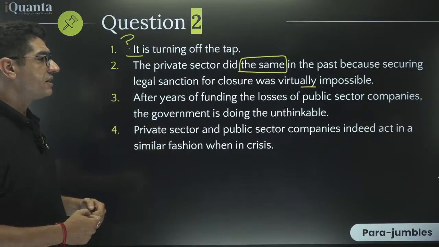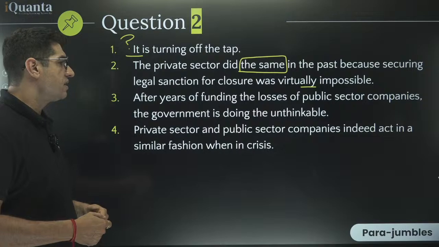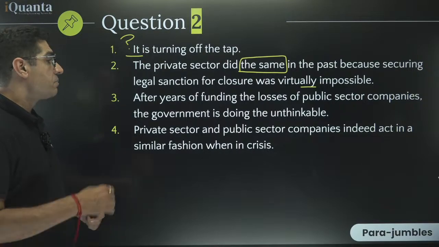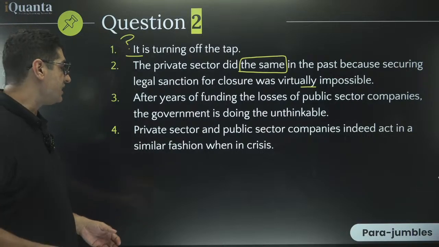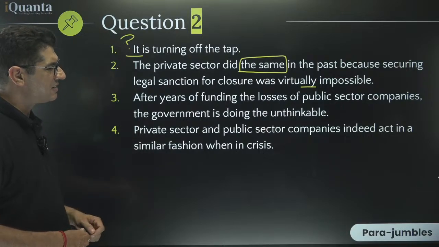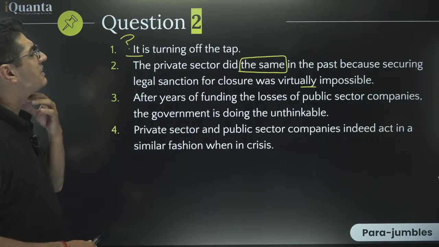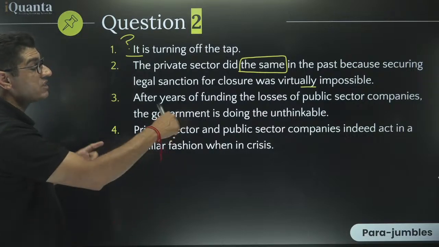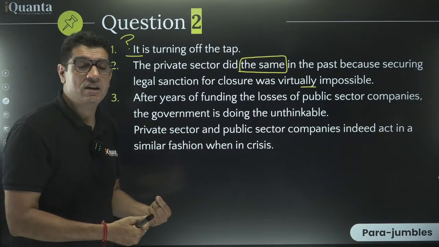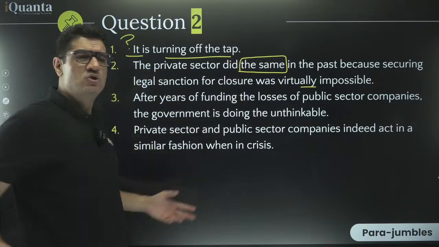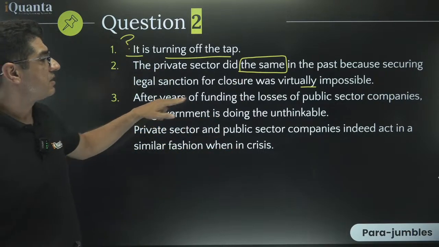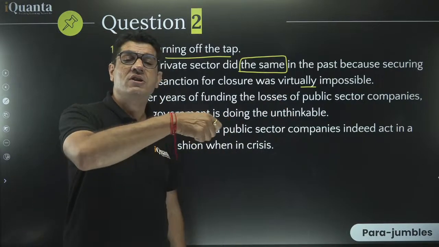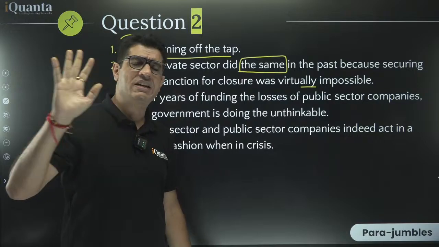After years of funding the losses of public sector companies, the government is doing the unthinkable. Okay. Fourth, private sector and public sector companies indeed act in a similar fashion when in crisis. So now that I've read the 4, look at third. It says after years of funding the losses of public sector companies, the government is doing the unthinkable. What is the unthinkable? Turning off the tap. Stop giving the money. So what was being done? They were funding the losses. Now they're saying we are no longer going to fund the losses. So turning off the tap here will be we won't give you money anymore.